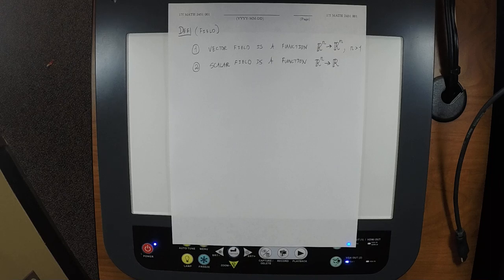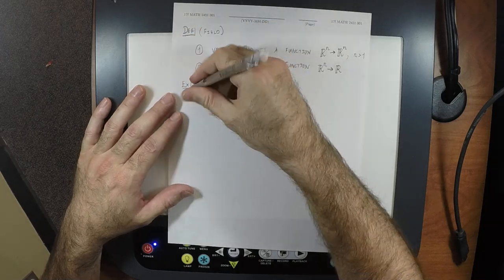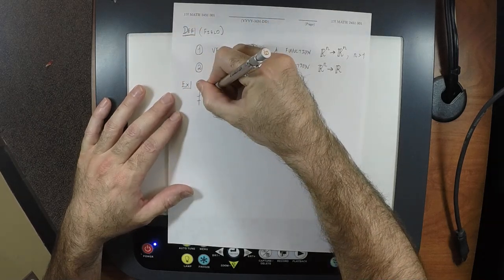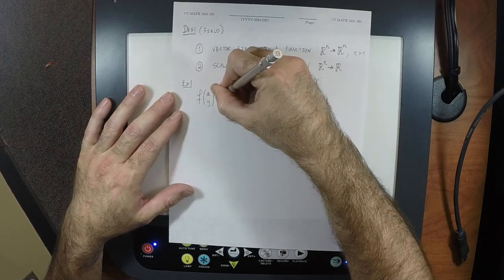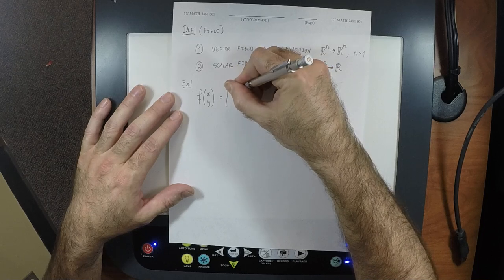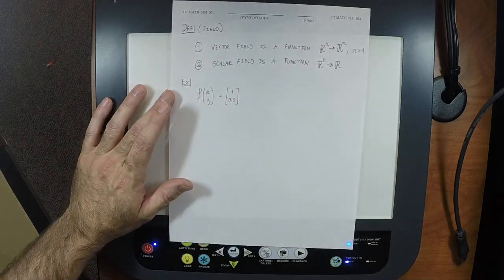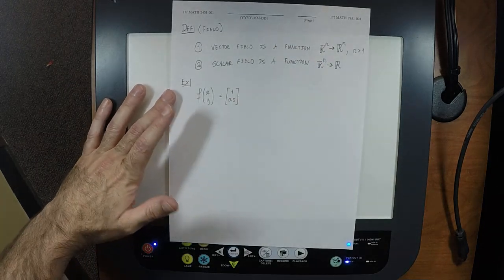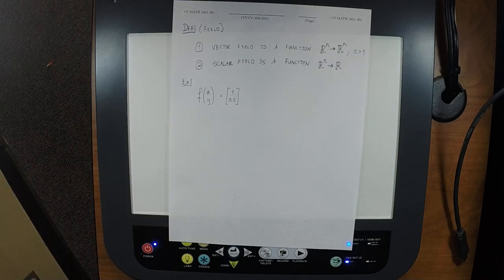So, such an example. The simplest possible example would be something like this. So f of x and y, we could say is, how about 1, 1.5? In the same way that in scalar calculus, in some sense the simplest functions are the constant functions, this is a really simple function. A function whose output is a constant.